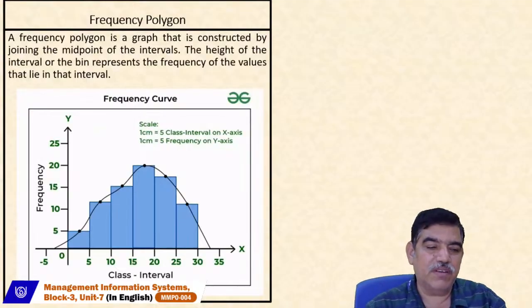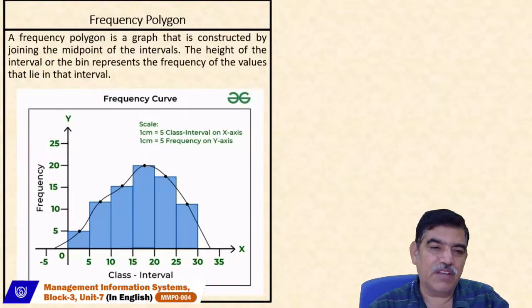Then frequency polygon. A frequency polygon is a graph that is constructed by joining the midpoints of the intervals. The height of the interval or the mean represents the frequency of the values that lie in that interval. Let us consider one example I am explaining here. The frequency is taken on the y-axis and the class interval is taken on the x-axis. I am taking the points and joining them together. It is called your frequency polygon graph.